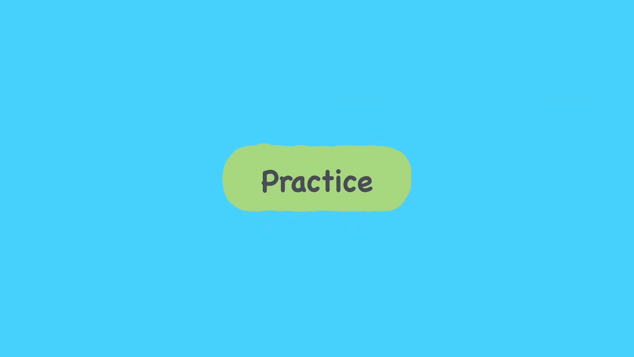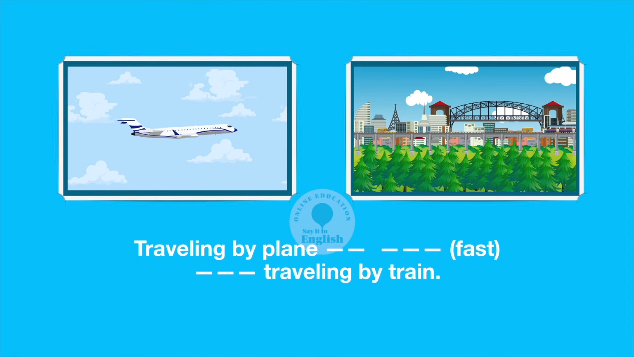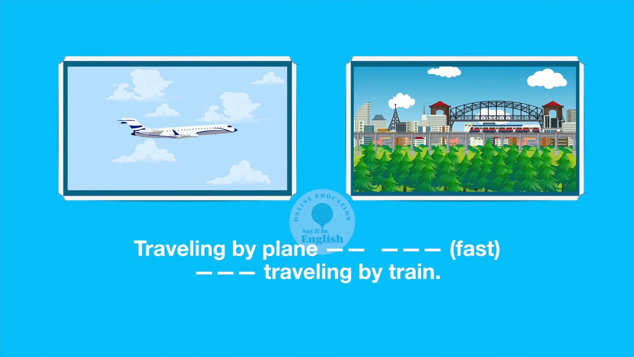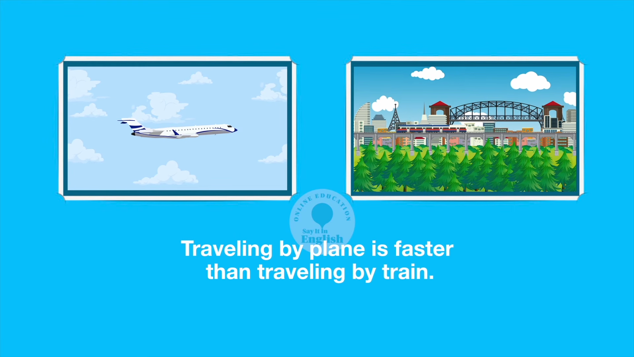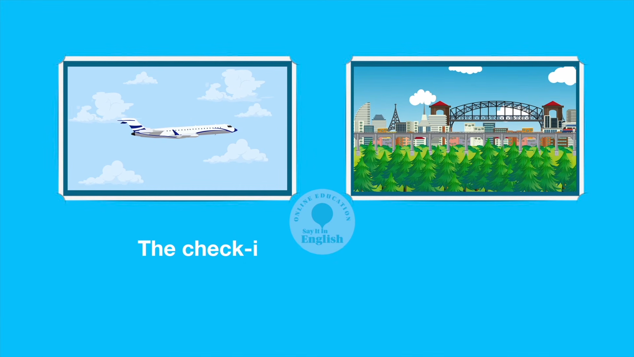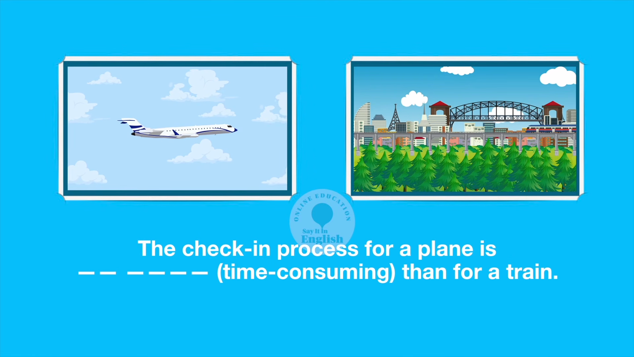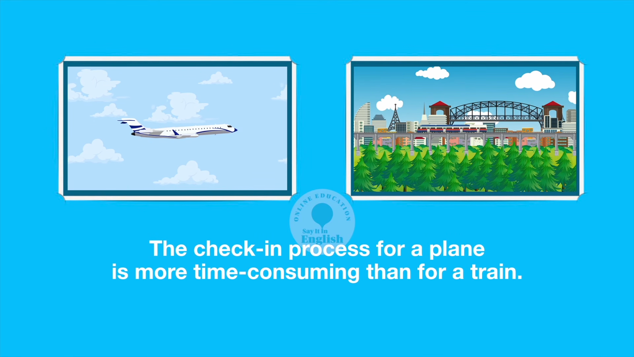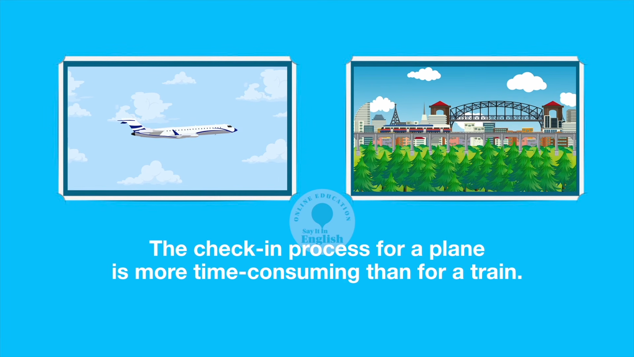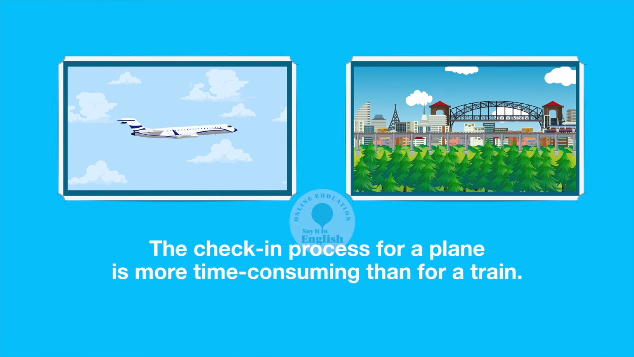Time to practice. Look at the pictures, read the sentences, and write the correct form from the word in parentheses. Traveling by plane is faster than traveling by train. The check-in process for a plane is more time-consuming than for a train.